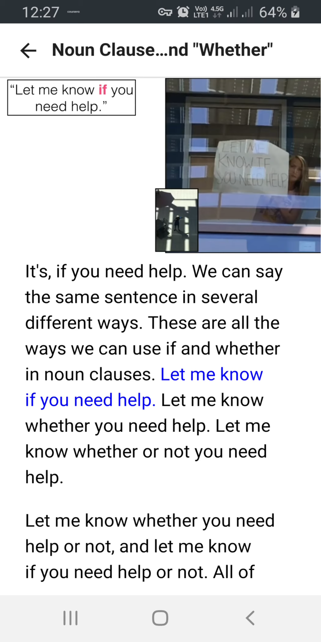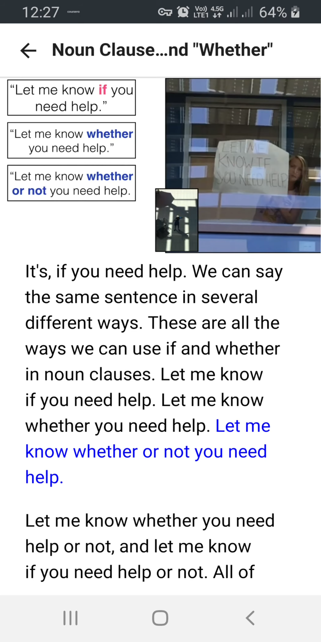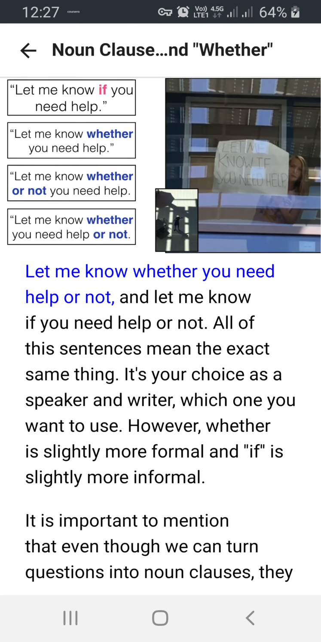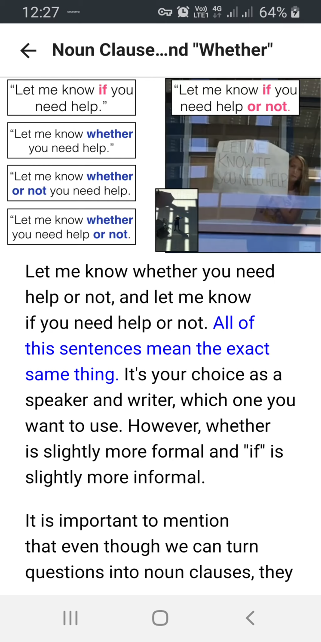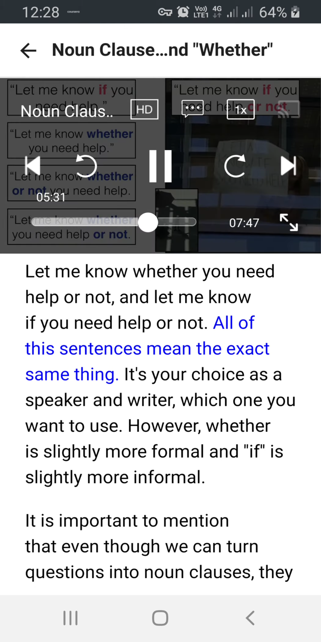Let me know if you need help. Let me know whether you need help. Let me know whether or not you need help. Let me know whether you need help or not. And let me know if you need help or not. All of these sentences mean the exact same thing.